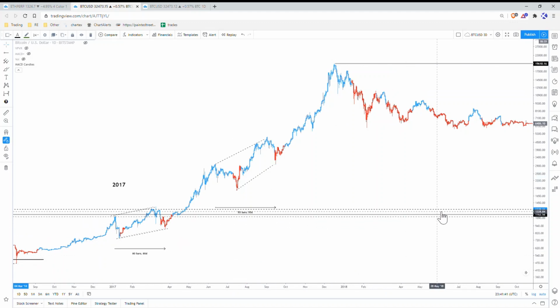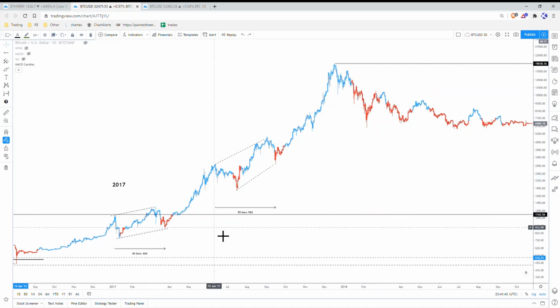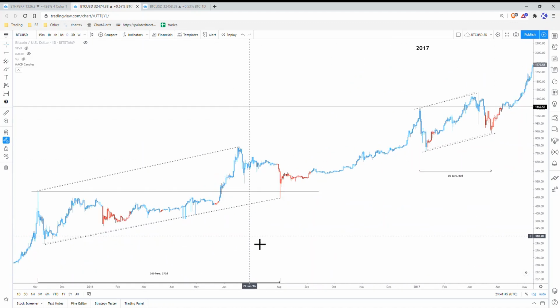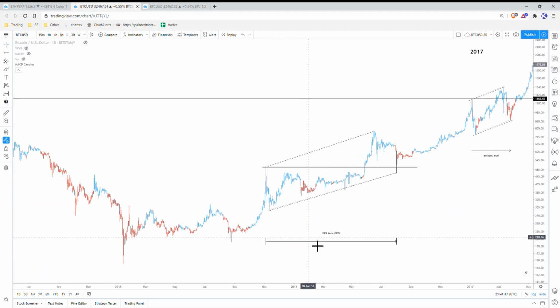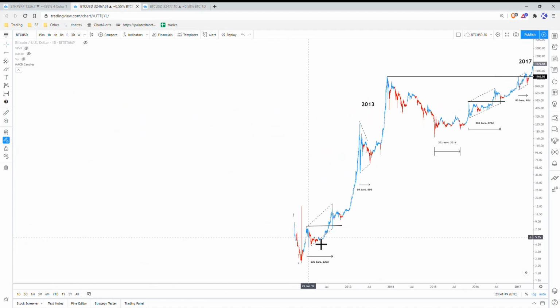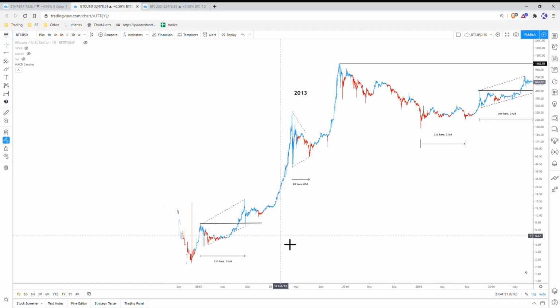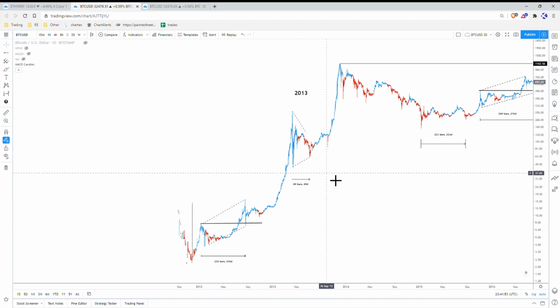If you look back at 2013, my mouse is not very good for scrolling for some reason. I've got to use my trackpad on my laptop.